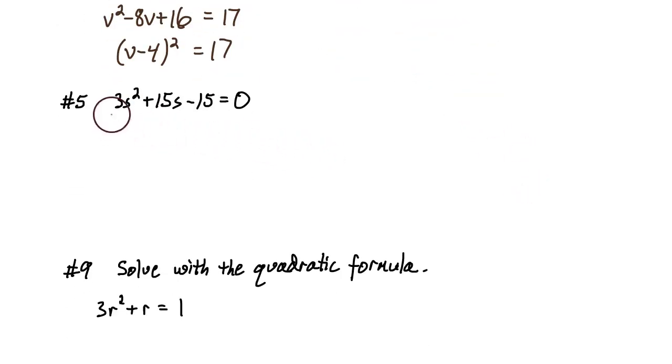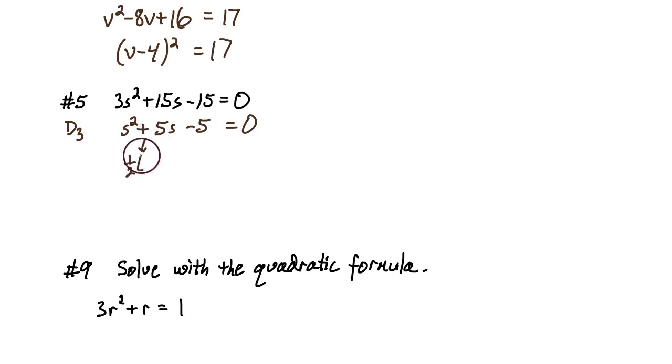Number 5. This kind of looks like standard form, but I noticed that all the terms will divide evenly by 3. Let's do that first, because that's going to make our completing the square a lot easier. We get s squared plus 5s minus 5 equals 0. Now that we have a leading coefficient of 1, let's do the completing the square process.